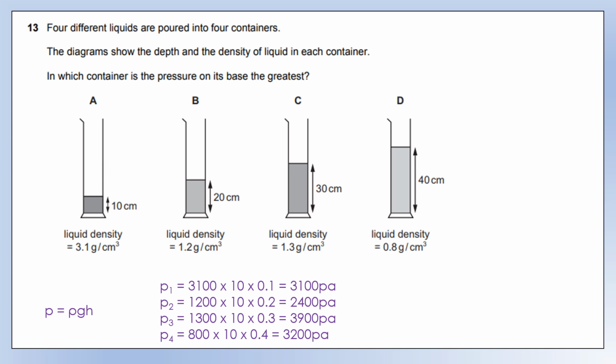So the first thing I've done is I've converted grams per centimetre cubed into kilograms per metre cubed. And I happen to know that to do that, you multiply by 1,000. And then I've converted the height into meters as well, so we end up with the unit of pascals or newtons per meter squared. You don't actually need to make that conversion at all. Whichever units you use in your calculation, you should still end up with the correct answer, which is C, because it comes out with the biggest number.